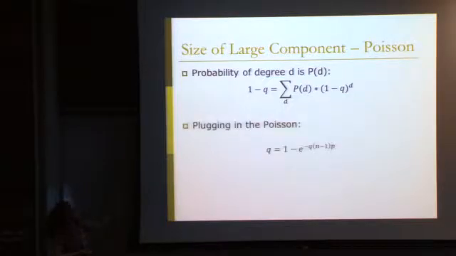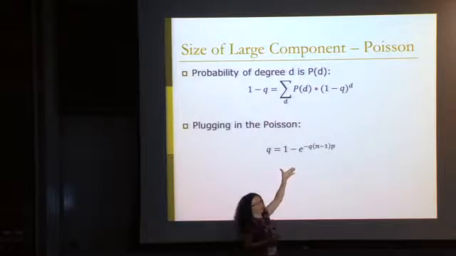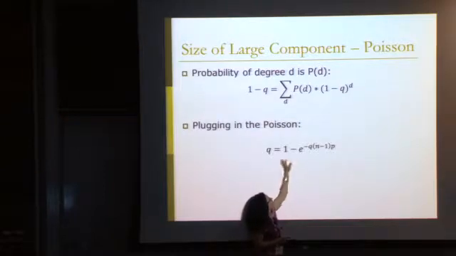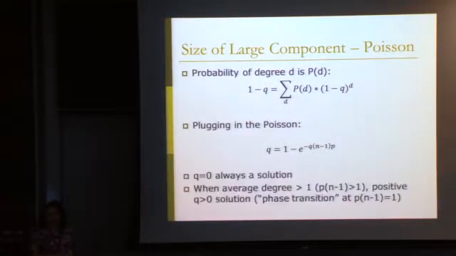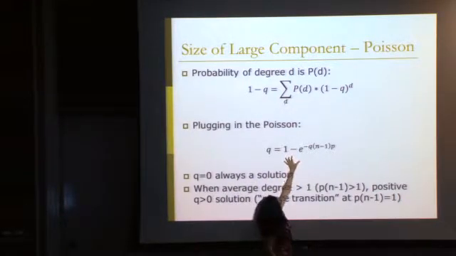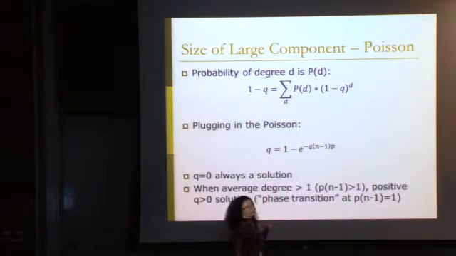Now let's plug the Poisson network into p of d and into the summation. I'll save you the algebra. If you stick in the p of d that we developed before, the one with the exponent, what we get is a fixed point formula. It's a formula that equates q with something that depends on q as well. This is unfortunately not easy to solve, but it's a formula. Now q equals 0 is always a solution of this. If I plug 0 in here, this is 1, so the right-hand side is 0 and the left-hand side is 0.